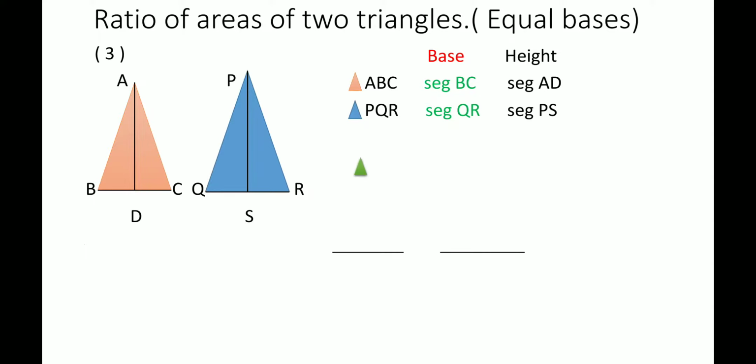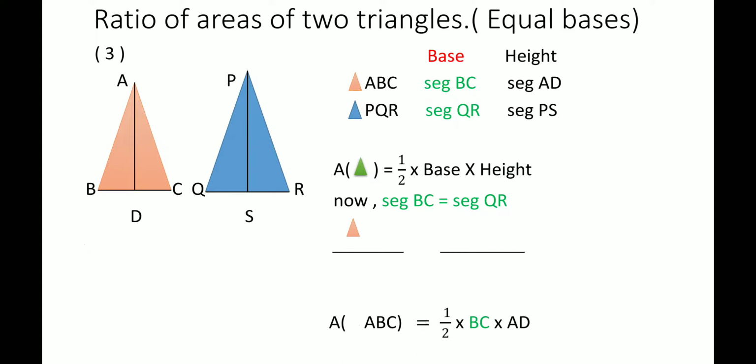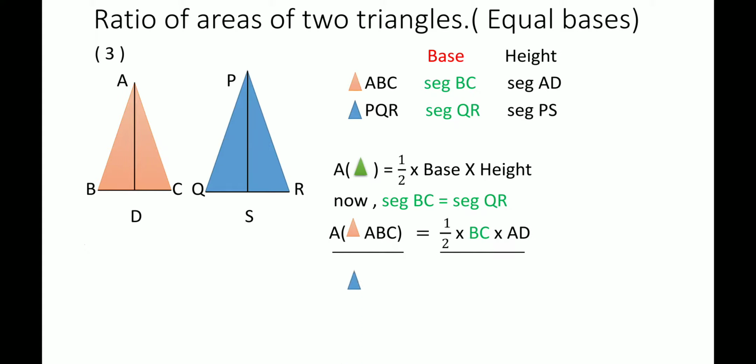The formula is area of any triangle is equal to half into base into height, and here we are given that BC is equal to QR because of equal bases. So the area of triangle ABC, half into BC into AD, divided by area of triangle PQR, half into QR into PS. BC and QR are the same, so half gets cancelled with half, BC gets cancelled with QR. So what remains here? AD upon PS.